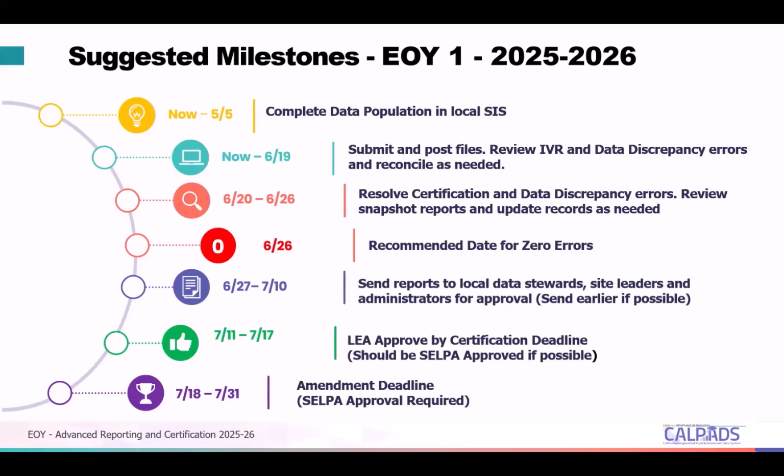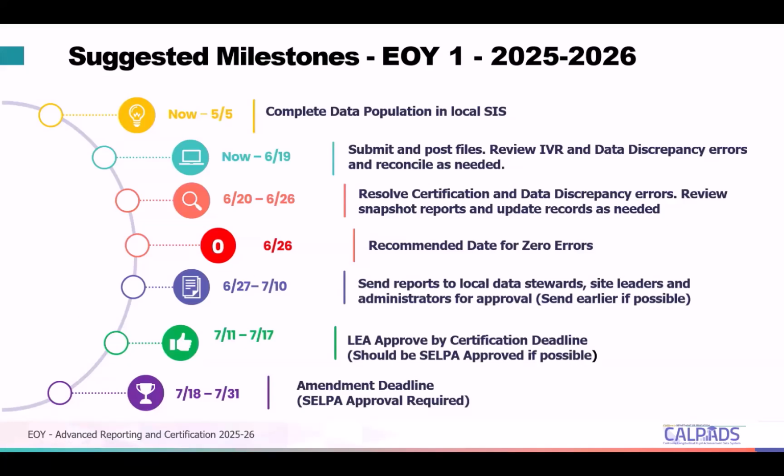And after that, focus on your certification and data discrepancy errors and review your snapshot reports also during this time frame and update records as needed. So you want to make sure that by June 26th, you have 0 data discrepancies and certification fatal errors. That will allow you time to start reviewing your reports more thoroughly.